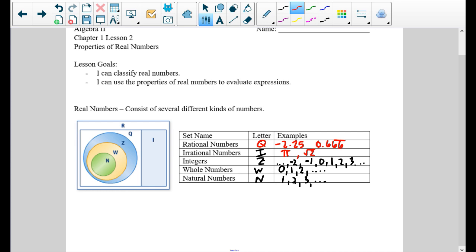And all of these numbers here that repeat and that stop can be written as a fraction. So 1/7 would be an example of that as well. Those are all real numbers.